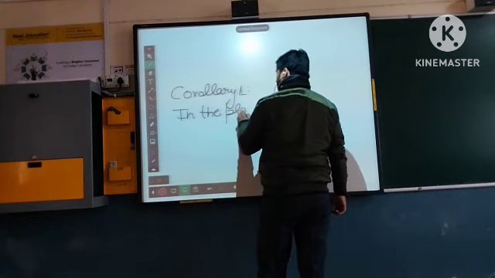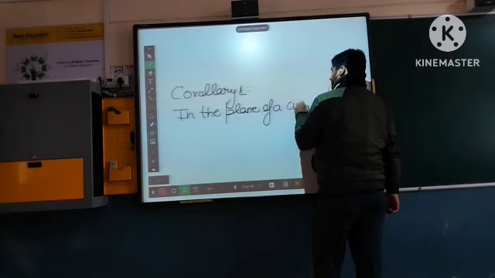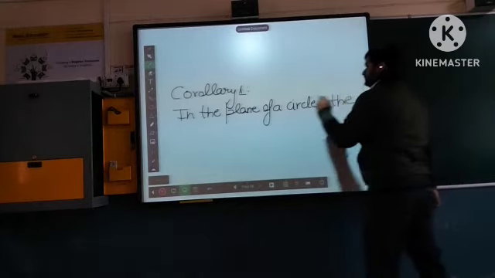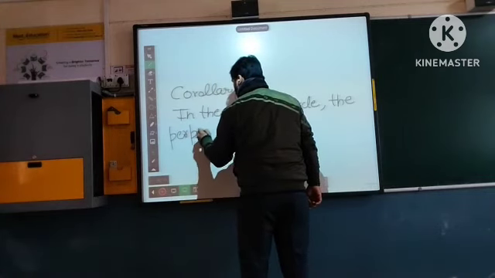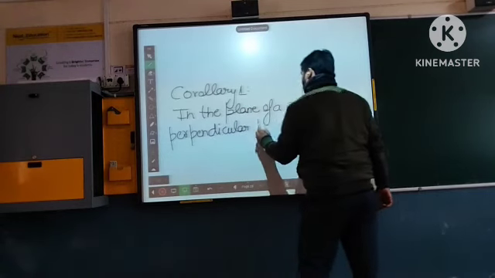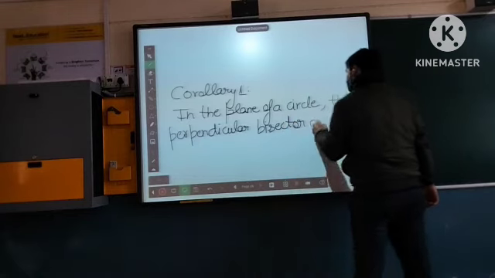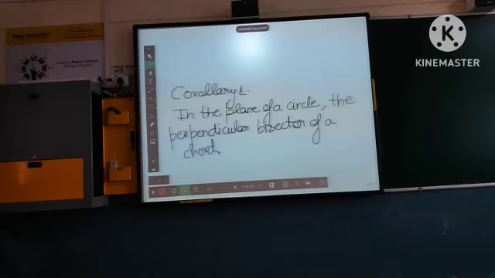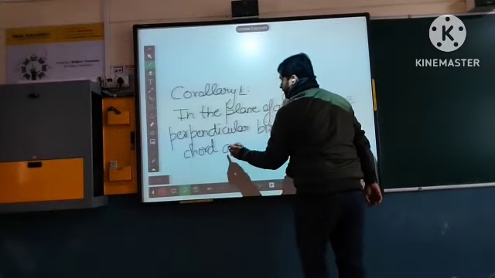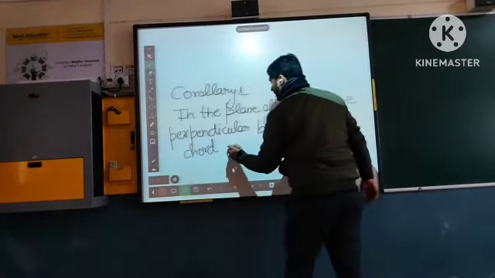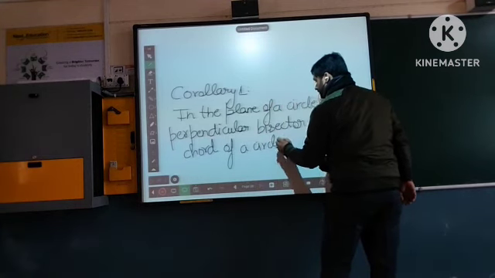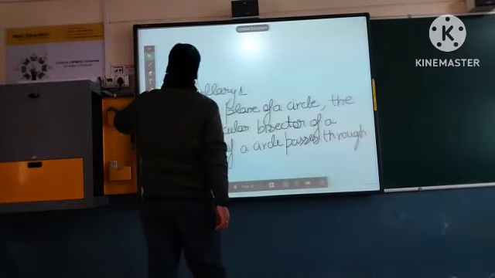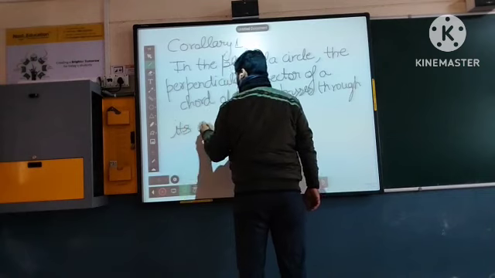In the plane of a circle, the perpendicular bisector of a chord of a circle passes through its center.